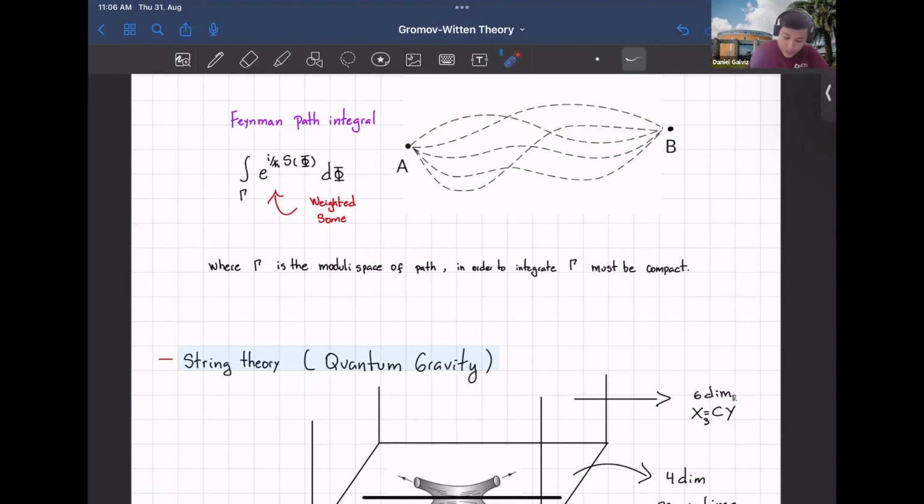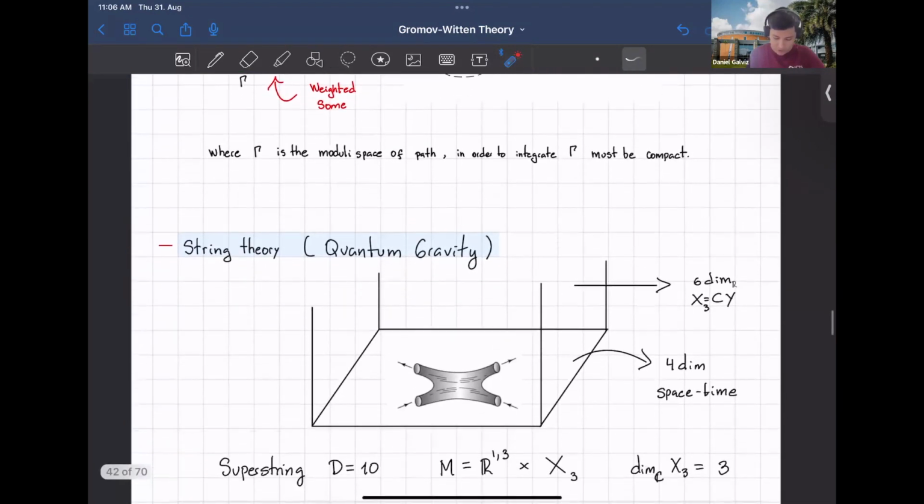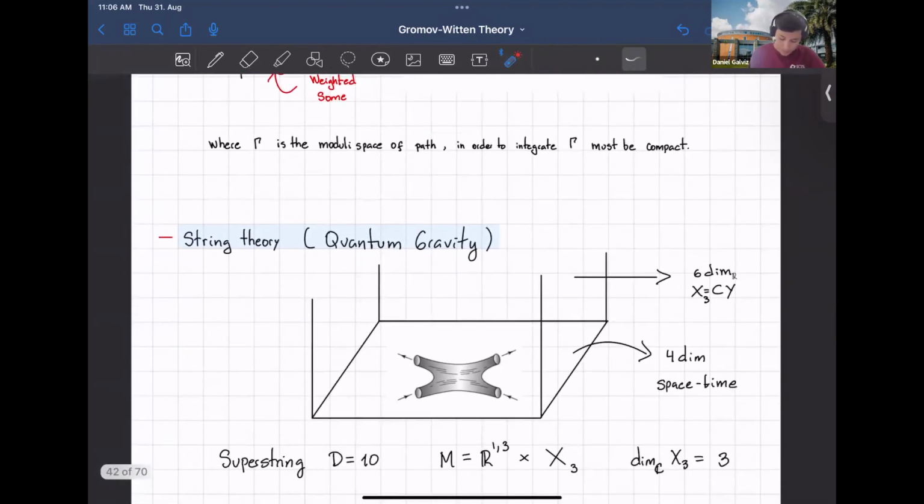But if this is a string, then the trace, when it goes from one point to another, is a surface. It's not a line anymore. So it's a two-dimensional surface. So how can we define a superstring? A superstring is a theory of bosons and fermions that has a supersymmetric symmetry.